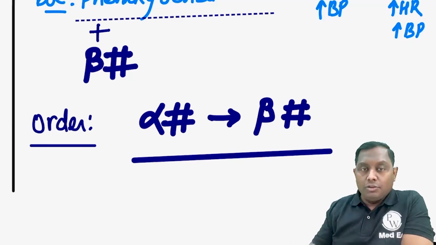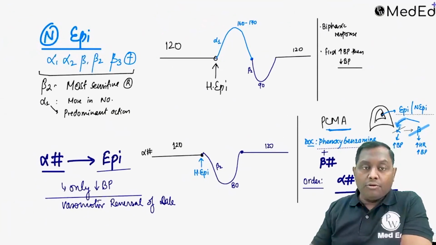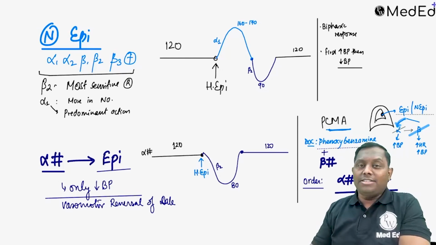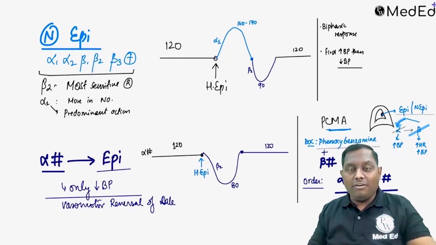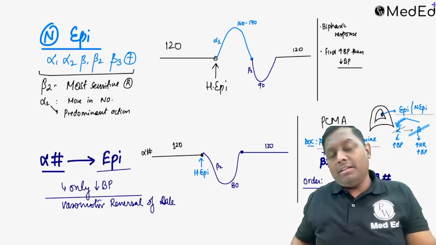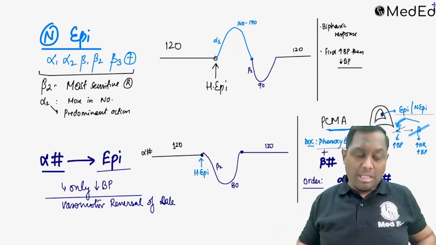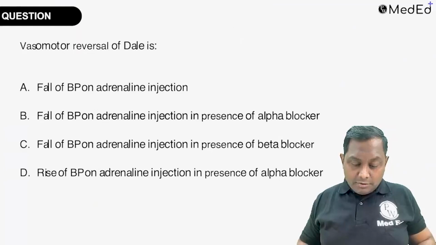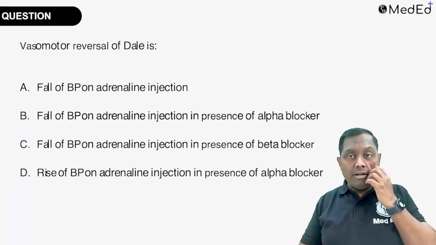ठीक है, सो रिमेंबर इन अ वैसोमोटर रिवर्सल ऑफ डेल, इफ यू गिव ओनली अल्फा ब्लॉकर देयर विल बी रिवर्सल ऑफ द प्रॉब्लम, है ना. तो बीपी कैन फॉल डाउन, बट अगेन हार्ट रेट विल बी हाई, एंड इफ हार्ट रेट विल बी हाई प्रोलॉन्ग लॉन्ग टर्म में, अगेन दे विल ऑल्सो लिफ्ट द ब्लड प्रेशर. ठीक है, तो ये समझ में आ गया. तो वैसोमोटर रिवर्सल ऑफ डेल, टू इंपॉर्टेंट क्वेश्चन.